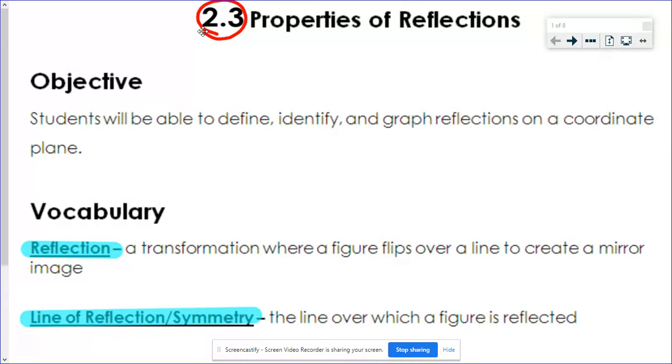For reflections, that's where we're going to be flipping a shape over a line. It's going to be a mirror image, and that makes sense for the name, right? Mirrors give you a reflection of yourself or whatever you happen to be looking at. The line of reflection, the line of symmetry, is the line that you're using to reflect over. It's kind of where you could fold your paper and then you'd be able to match up both parts once it was folded.